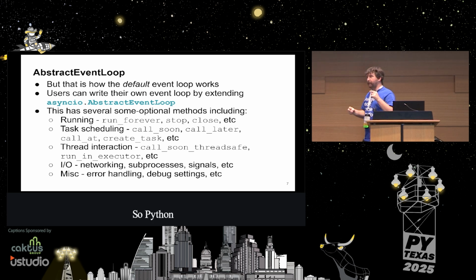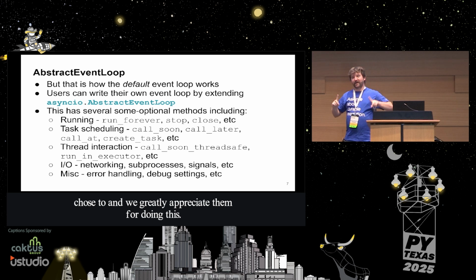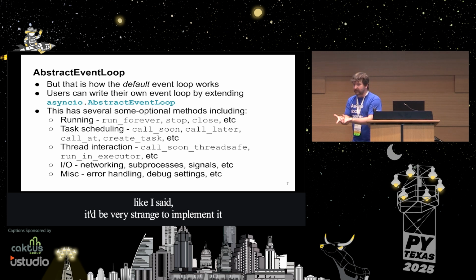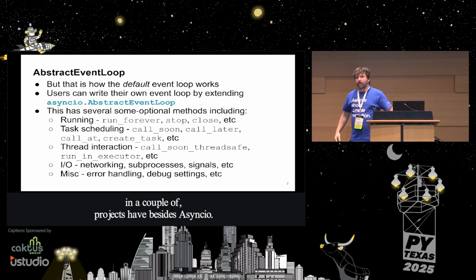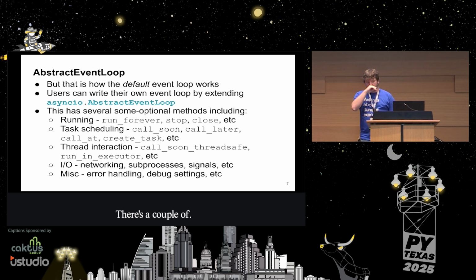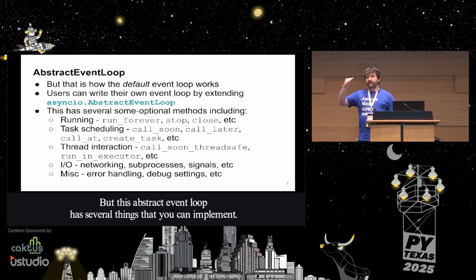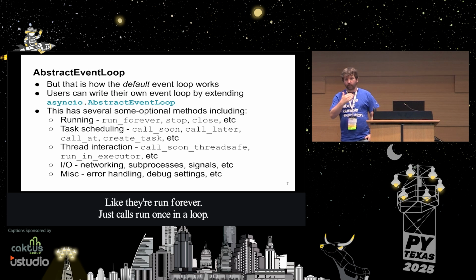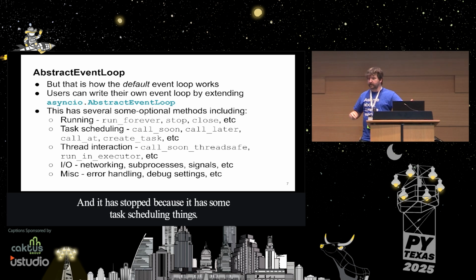So Python chose to, and we greatly appreciate them for doing this, abstract that out. And so we can implement it. Now, like I said, it'd be very strange to implement it, and a couple of projects have, besides asyncio. I think Trio has their own implementation. But this abstract event loop has several things that you can implement in it. It has the run_forever that we saw before, which just calls run_once in a loop. And it has stop and so forth. It has some task scheduling things.